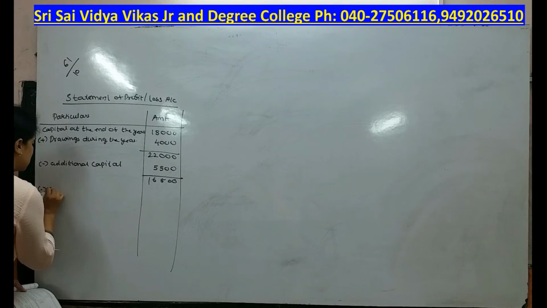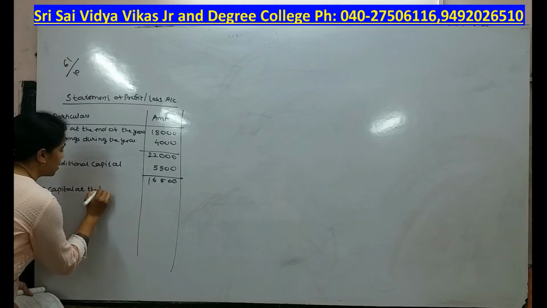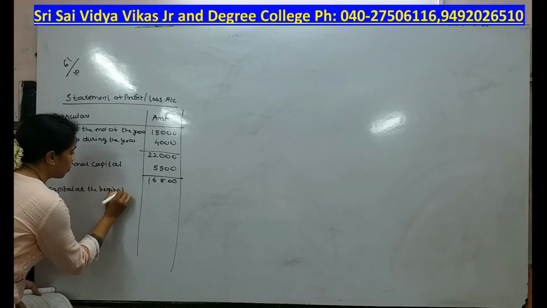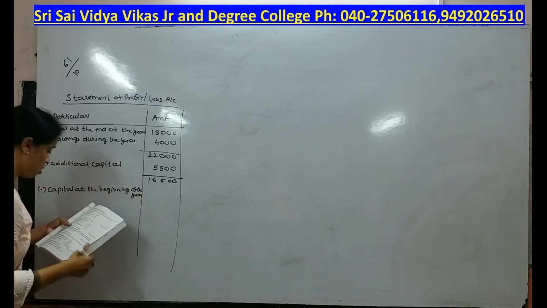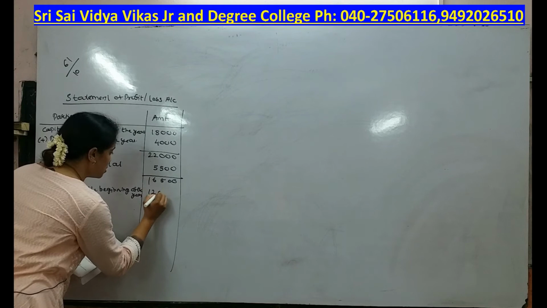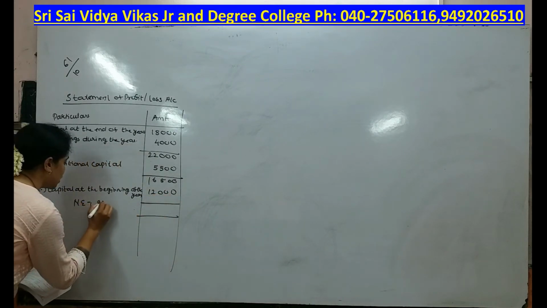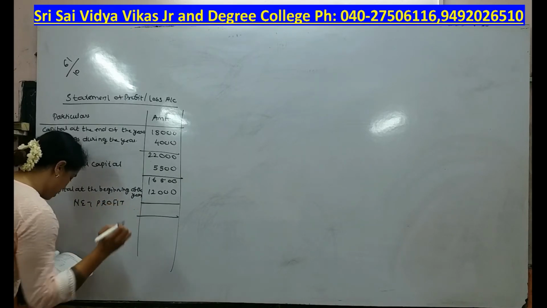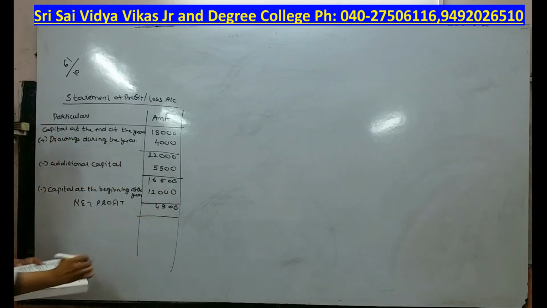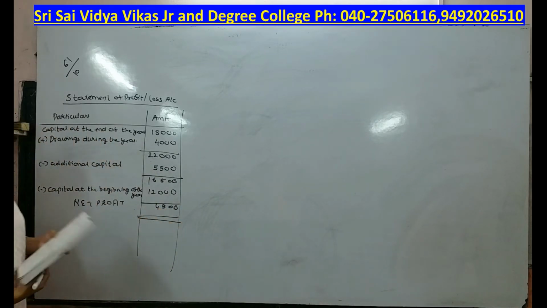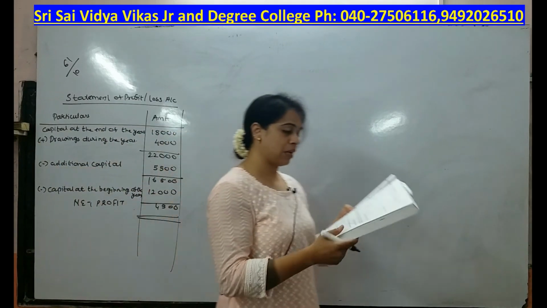So 16,500. Less capital at the beginning of the year. What is the amount? Capital at the beginning of the year is 12,000. So we are getting the answer positive. So we can say that here there is a net profit. Net profit of 4,500. This was problem number 10. Very easy, straightforward sum.